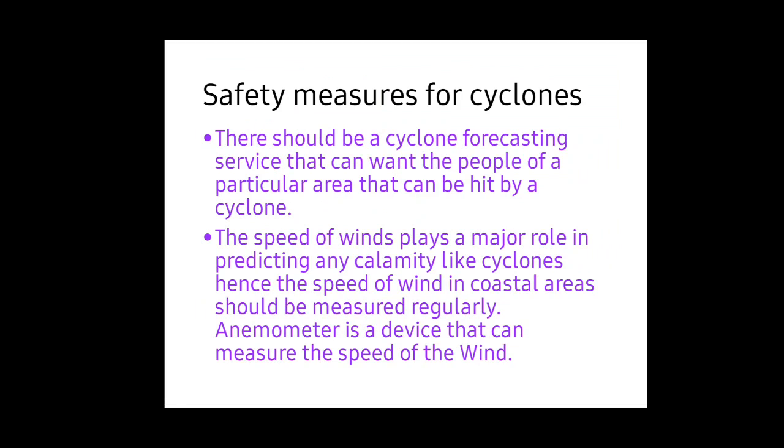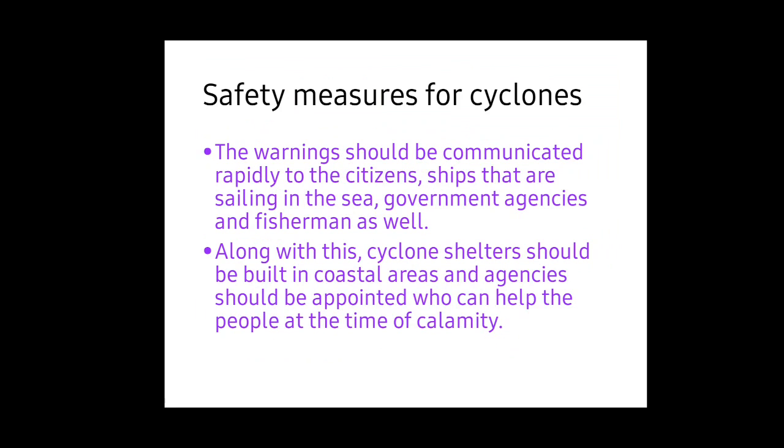What are the safety measures for cyclones as well as tornadoes? There should be a cyclone forecasting service that can warn the people of a particular area that can be hit by a cyclone. The speed of wind plays a major role in predicting any calamity like cyclones. Hence, the speed of wind in coastal areas should be measured regularly. An anemometer is a device that can measure the wind speed. Remember the device name: anemometer, a device that measures the speed of wind.